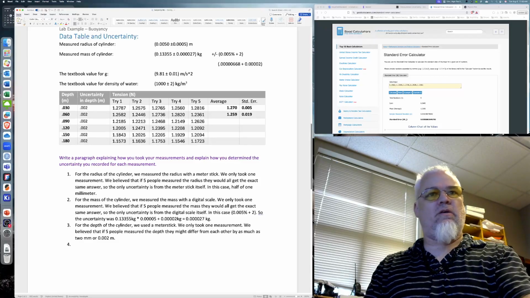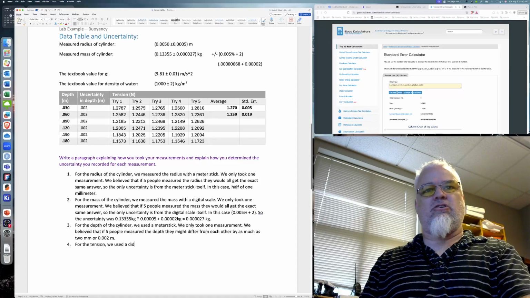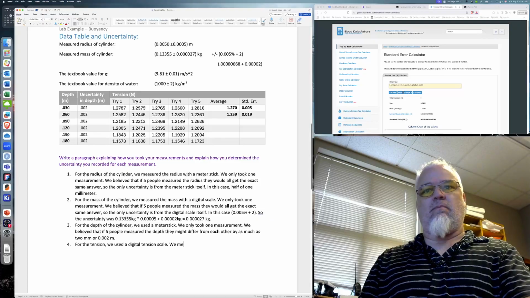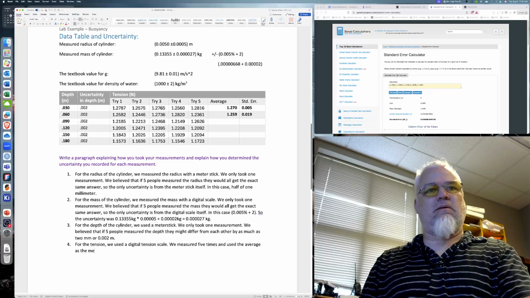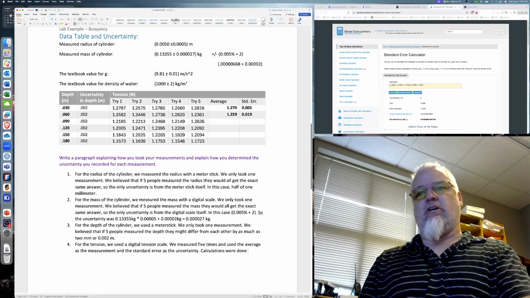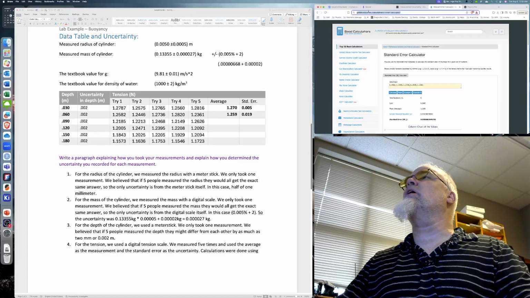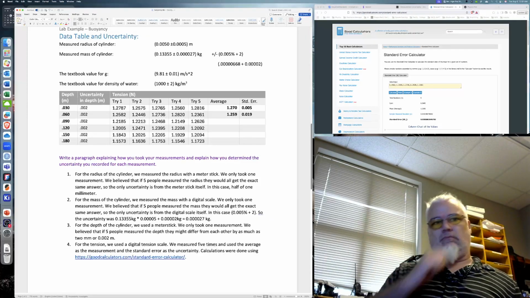Okay, and for the tension, we used a digital tension scale. We measured 5 times and used the average as the measurement and the standard error as the uncertainty. Calculations were done using a good calculator, standard error.